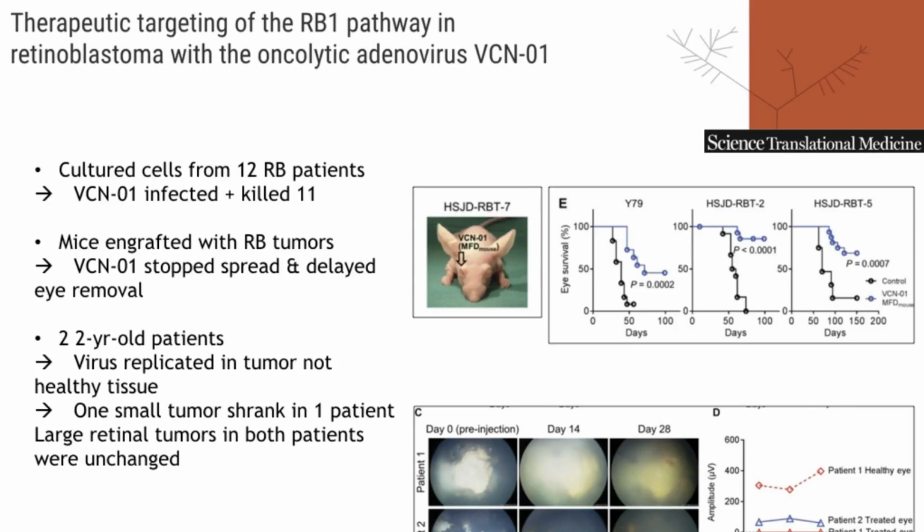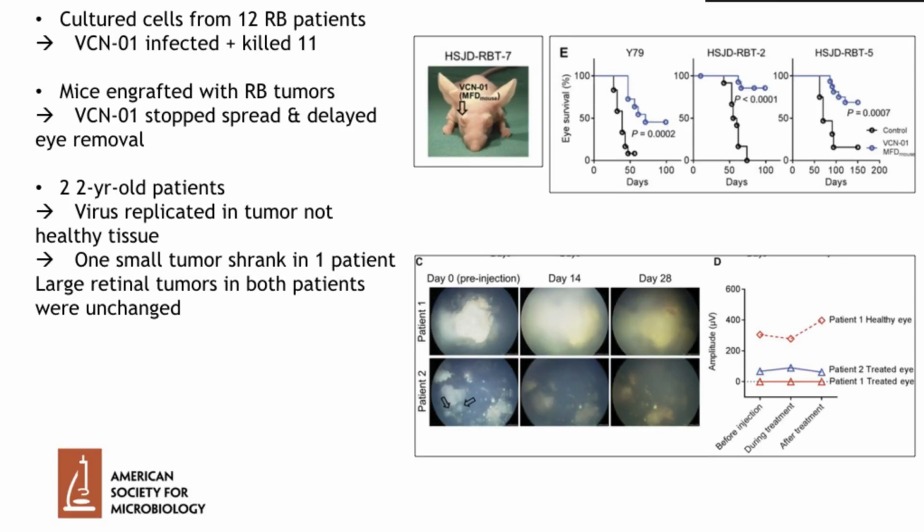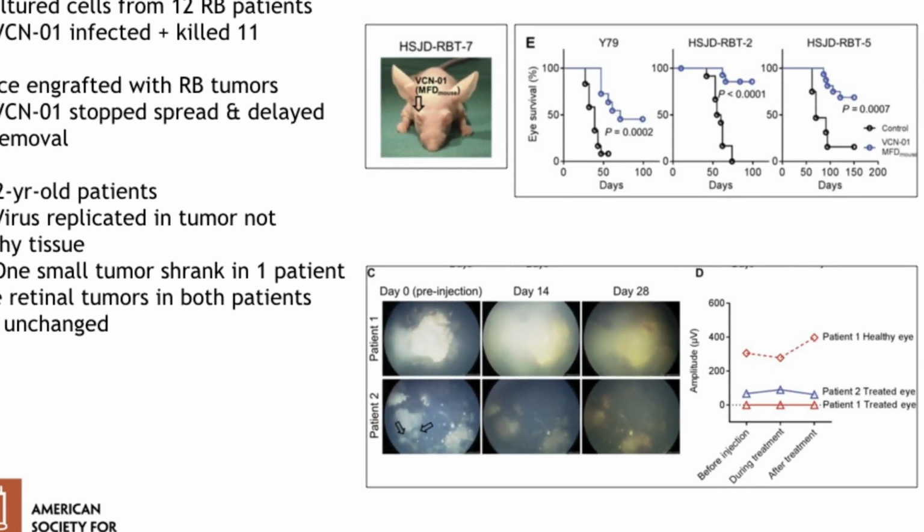And they noted that the VCN01 stopped the spread and delayed the eye removal. So if we look over on the right-hand side here, you can see that the mice that were treated with the virus, which are in blue, they did suffer from having eye removal. So they weren't able to save the eye completely, but they were able to prolong, and in some cases, quite a bit, prolong the eye use, not only its preservation within the face, but of course its function in being able to see.